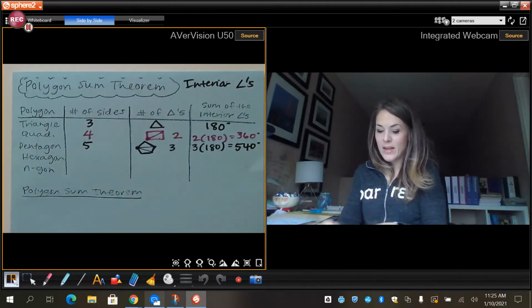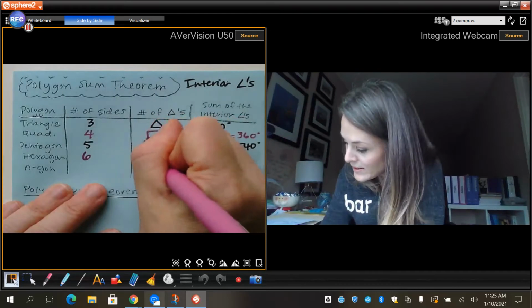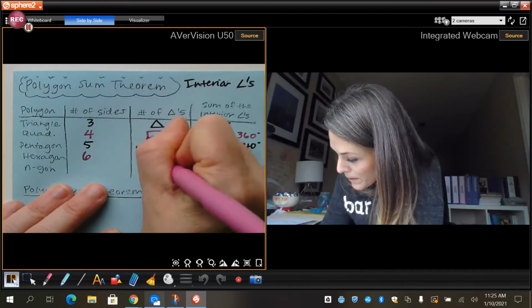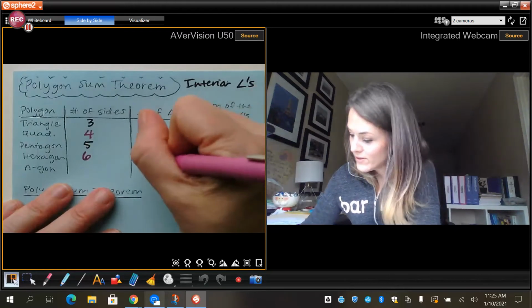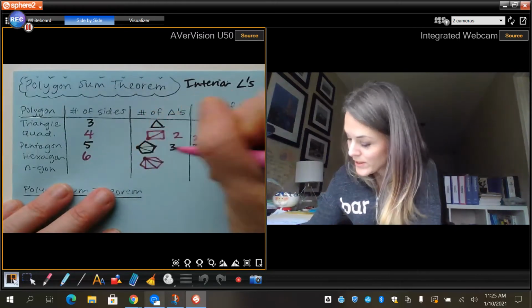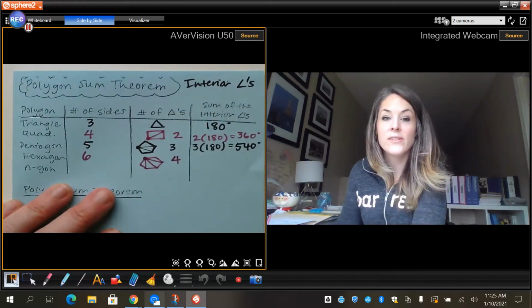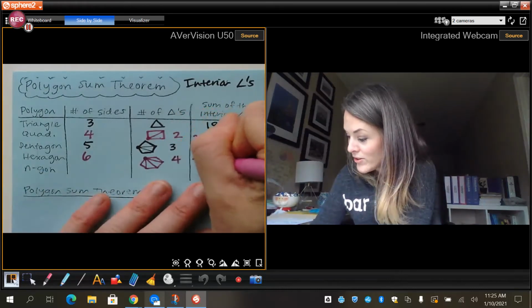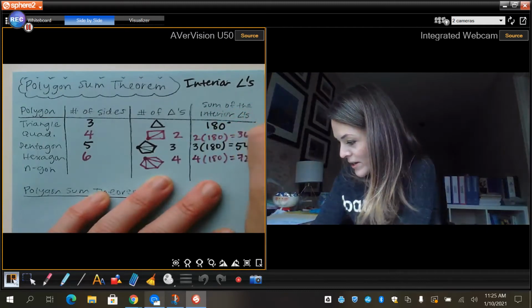Okay, keep going here. So hexagon is 6 sides. Again, I'm going to go from one vertex, and I'm going to draw the diagonals. So 1, 2, 3 diagonals, which creates 1, 2, 3, 4 triangles. So each of those triangles is 180. So 4 times 180 is 720 degrees.